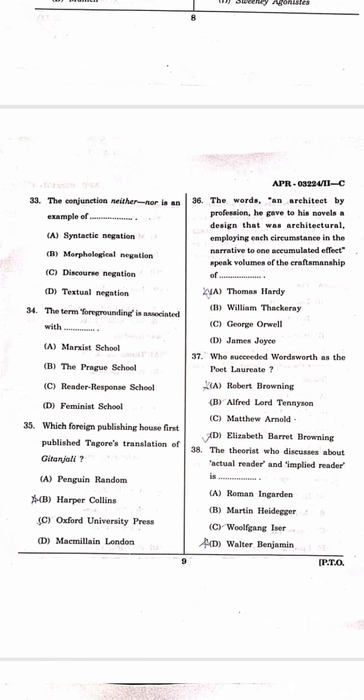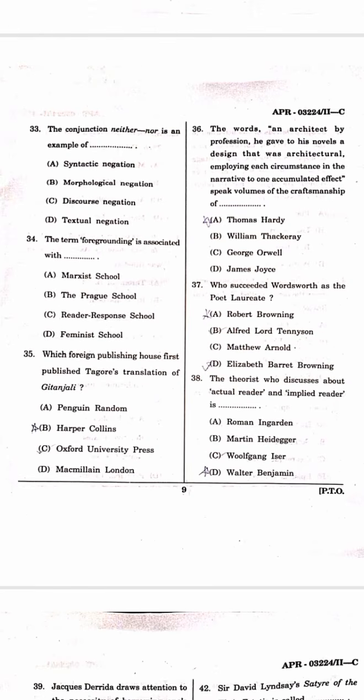Question number 36. An architect by profession, he gave to his novels a design that was architectural, employing each circumstance in the narrative to one accumulated effect, which speaks volumes of the craftsmanship of, and the correct option is Thomas Hardy. Thomas Hardy is a very well known novelist in the Victorian age. The Return of the Native is one of the famous novels written by Thomas Hardy, and Wessex is an imaginary place. Thomas Hardy's novels are situated in Wessex.